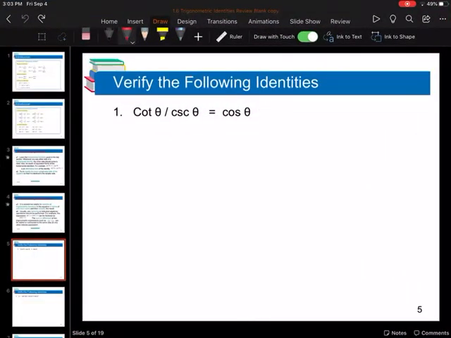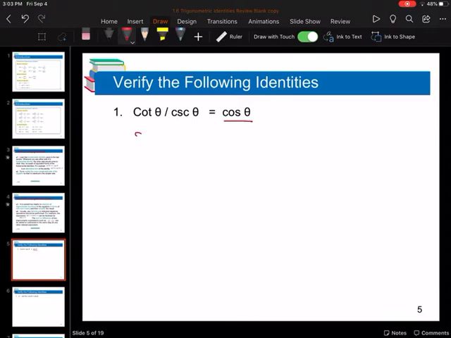Alright, so what we're going to do is verify the following. Remember, when verifying, you can only manipulate one side of the equation. So if we are verifying the left, we have to leave the right as the cosine. So we're going to change all of this stuff on the left to sine and cosines.